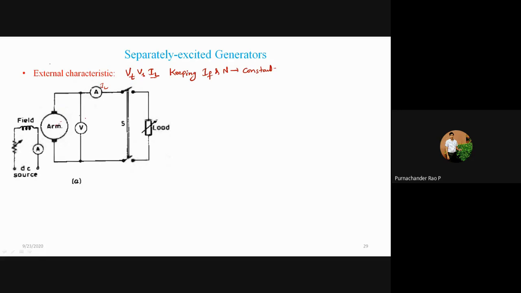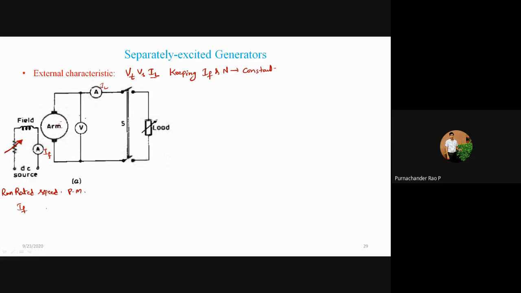So now, initially, the generator is run at the rated speed with the help of a prime mover. Once the generator is run at the rated speed, now you can adjust the field current IF. Just increase the field current, so gradually this field current is increased. Here the switch is kept open for some time. Now you increase the field current.